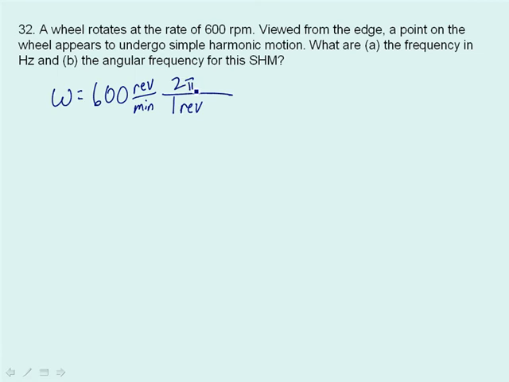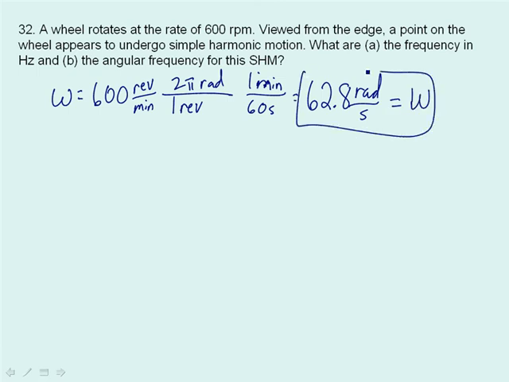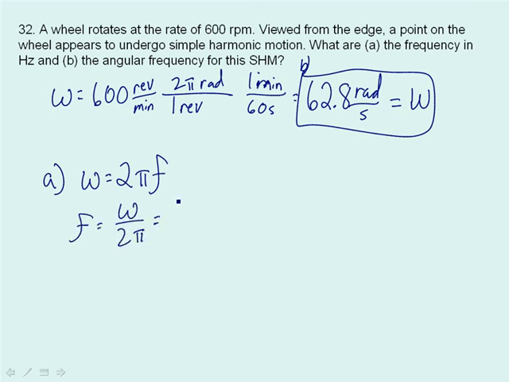So 1 revolution is 2 pi radians, and 1 minute is 60 seconds, and that gives me 62.8 radians per second. And that is omega, so that's actually part B. That's omega, and so this is the answer for part B, the angular frequency. And then for part A, we also know that omega is equal to 2 pi f. So f, the frequency, is just omega over 2 pi, which is 62.8 over 2 pi, which is 10 hertz.